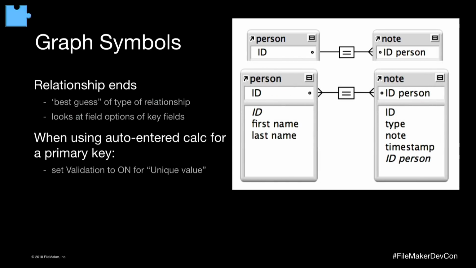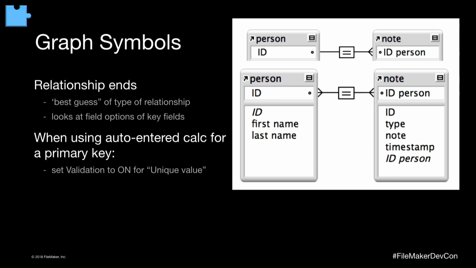If you don't get it right, if, for example, you forget to set up the primary key in the person table as an auto-entered serial number or a UUID, FileMaker will often represent this as a many. Now, that doesn't mean the relationship won't work, because at their heart, every relationship in FileMaker is a many-to-many relationship. It's only how you use it that changes.